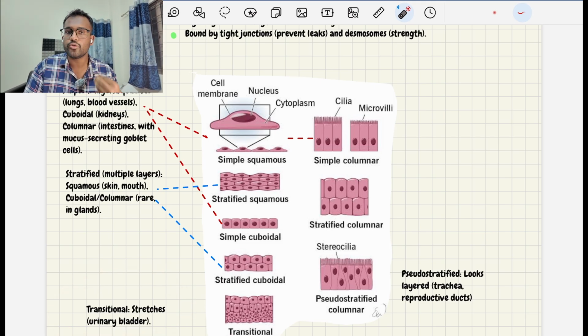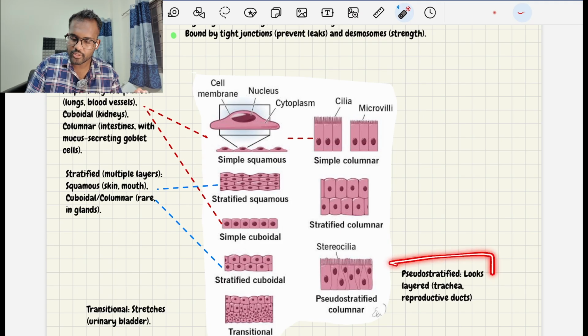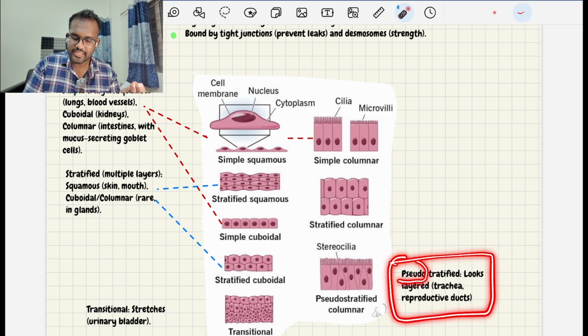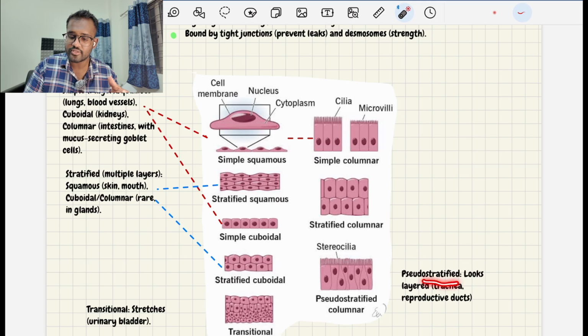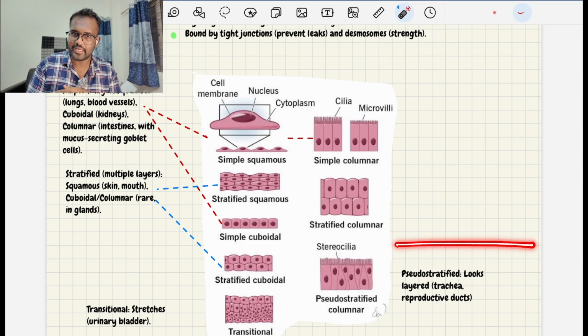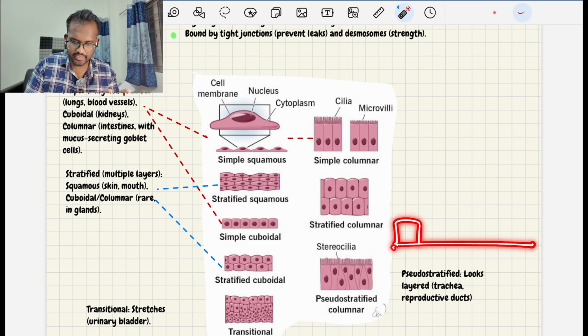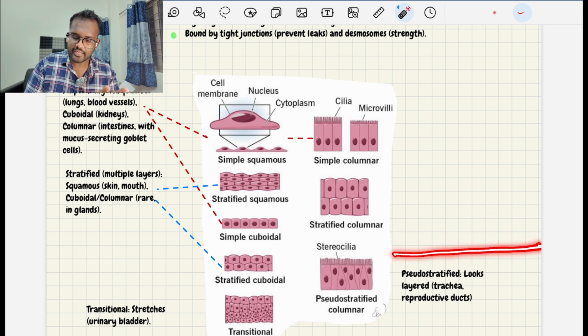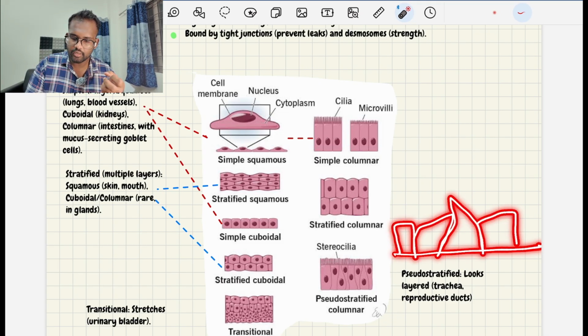Then we have pseudo stratified epithelium. What is pseudo stratified epithelium? Pseudo in the sense it will mimic the structure of stratified cells. Stratified cells have multiple layers, but here it is mimicking that multiple layer, but actually it is a single layer of cells. Suppose this is a pseudo stratified layer. Here the cell is single itself. It is a single layer cell, but the way it is represented, it looks like a stratified cell, because the structure will be irregular, irregularly shaped.